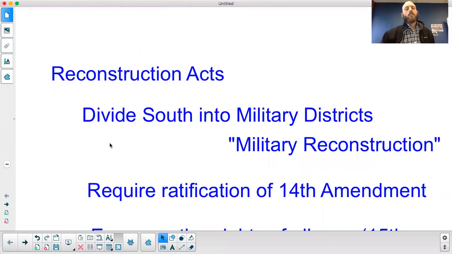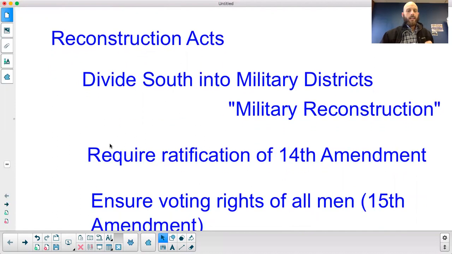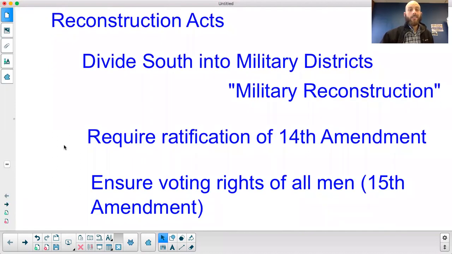The Reconstruction Acts also require the Southern states to ratify the 14th Amendment before they can rejoin the Union and ensure voting rights of all men. Now, this eventually becomes the 15th Amendment. So we've talked about the 13th Amendment, which abolishes slavery, the 14th Amendment, which provides equality under the law and full citizenship to all freedmen, and now the 15th Amendment, which ensures all men the right to vote. Sorry, ladies, that doesn't come until the 19th Amendment for you.